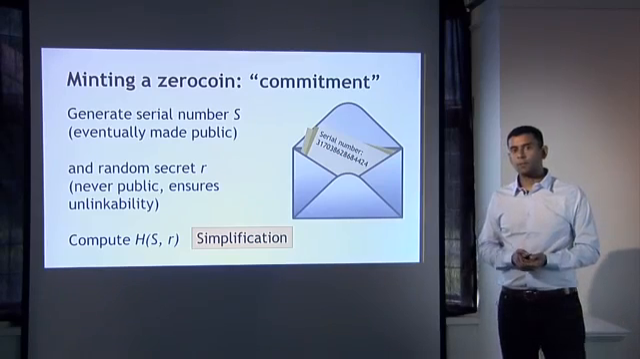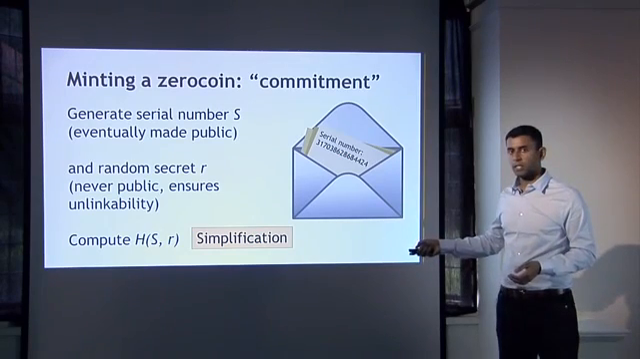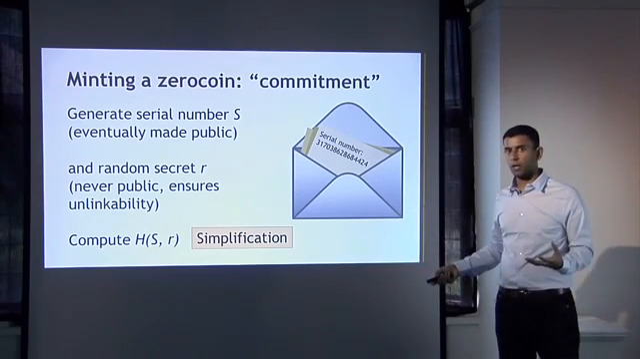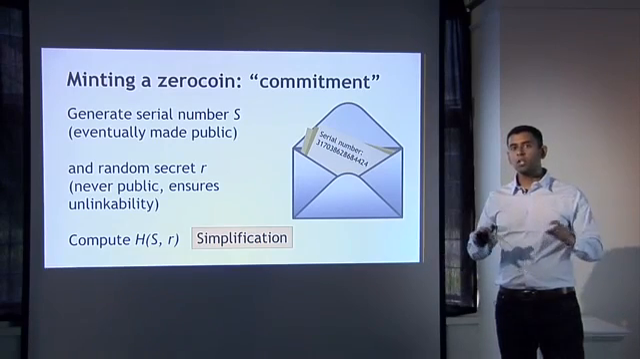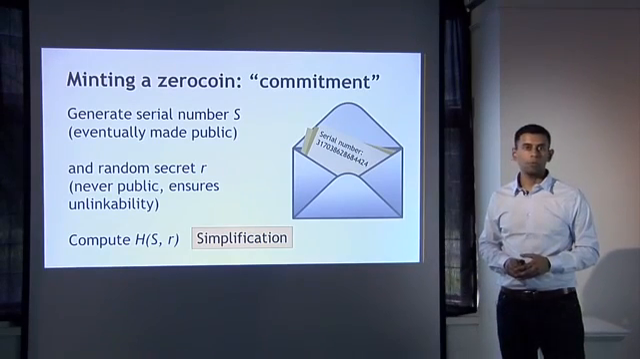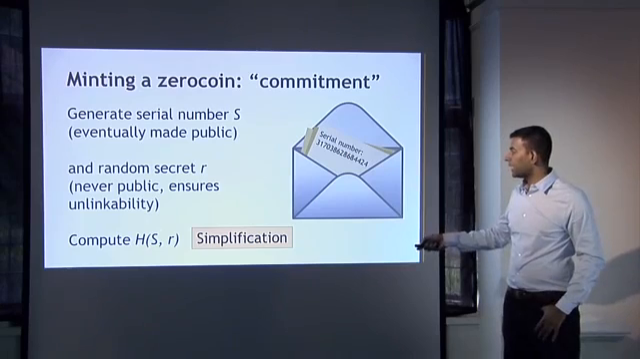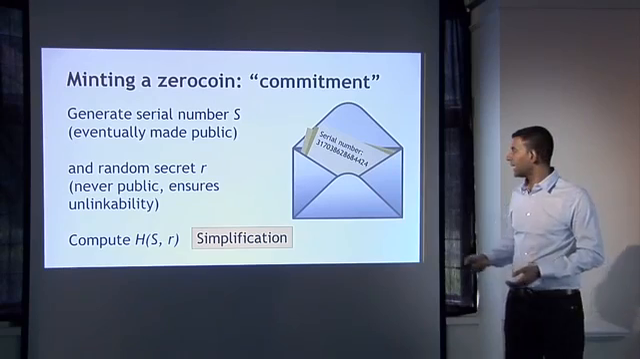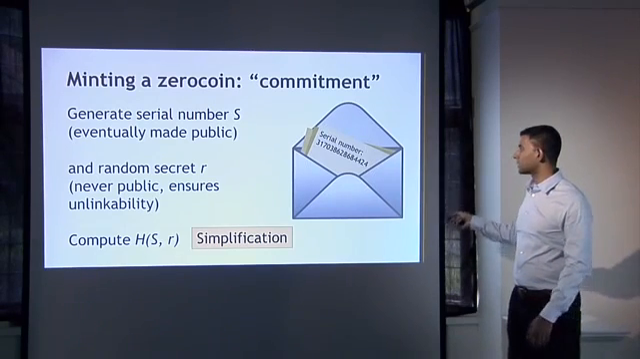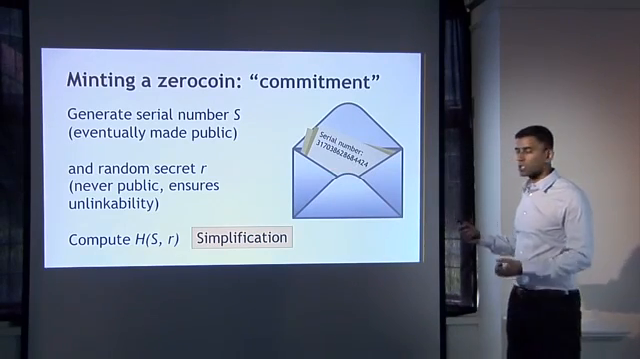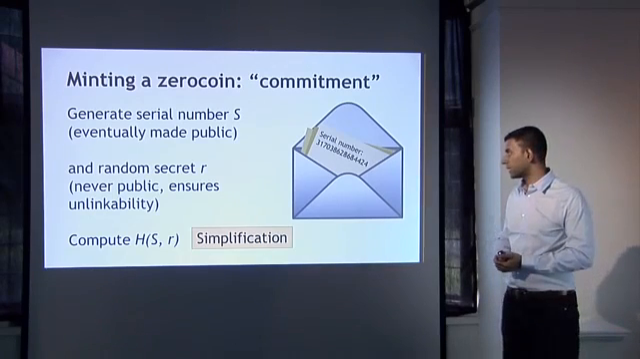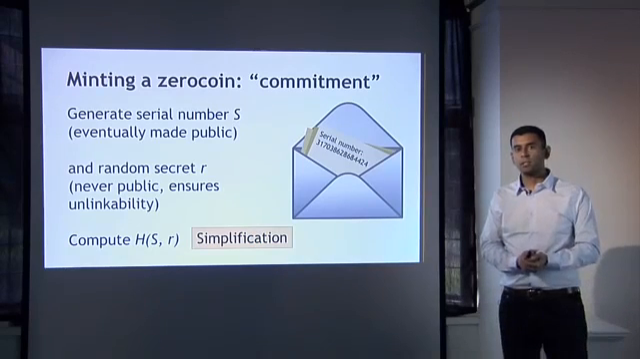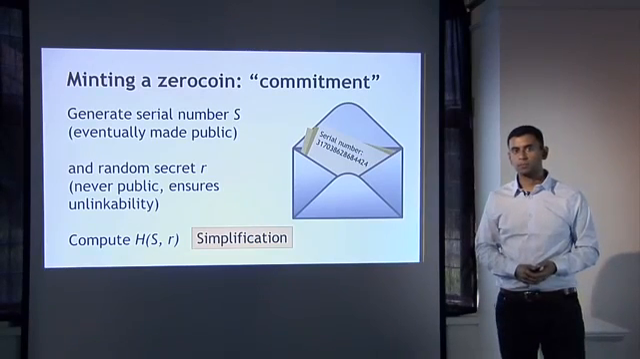So what just happened here? You generated arbitrarily, just like you generate Bitcoin public keys, a serial number for your ZeroCoin. And if it were long and random, hopefully no one else has ever picked that same serial number before. And you also generated this other random number that you're going to keep secret. And intuitively, generating a commitment to this serial number corresponds to putting it in an envelope and sealing it. And mathematically, it happens by computing the hash of the serial number together with this random value.